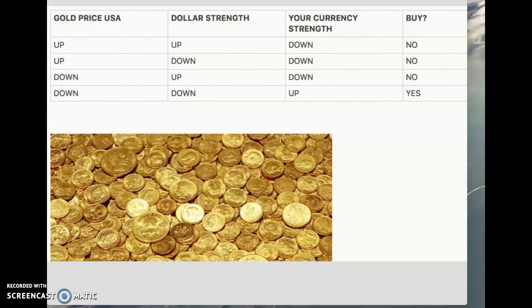Hi everyone, Louie here. And for those interested in purchasing precious metals outside of the United States, I'm developing a new tool here that could be very useful in timing your purchases.